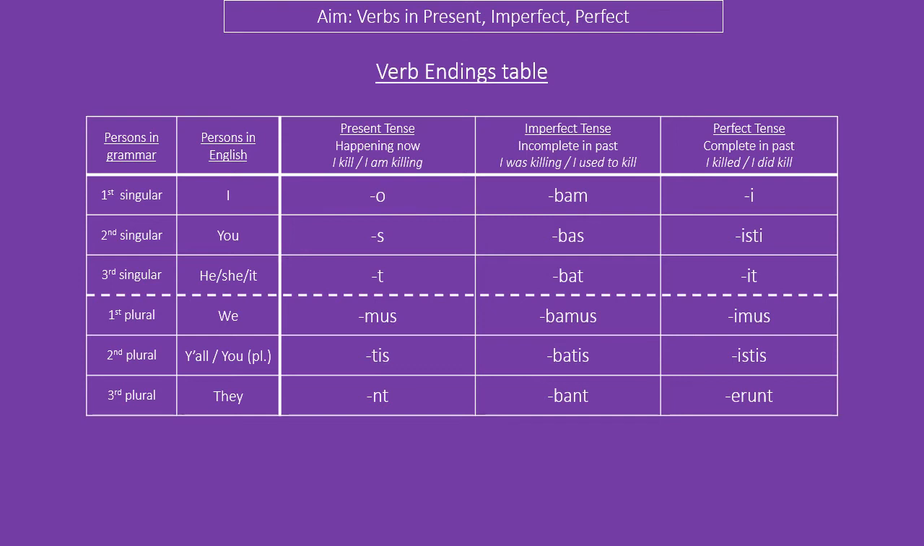O, st, t, mus, tis, nt. Bam, bas, bat. Bamus, batis, bant. I, isti, it. Imus, istis, erunt. Or you can do a little bit faster. It's quite nice the fact that it's in 6. I, you, he, we, y'all, they, o, s, t, mus, tis, nt, bam, bas, bat, bamus, batis, bant, i, isti, it, imus, istis, erunt.